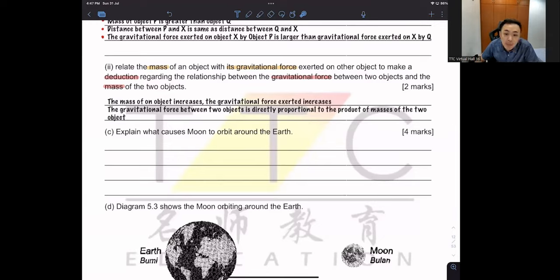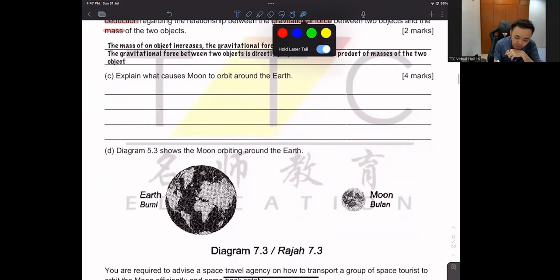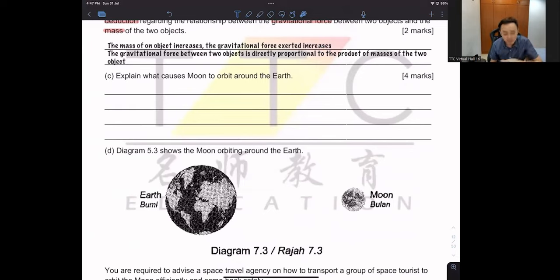Okay, next. Explain what causes the moon to orbit around the earth. By the way, this is a very typical question they like to ask. First thing first, rules. When we say orbit, what is involved here? When we say orbit, we will have something for centripetal force, right? Then what causes the centripetal force of the moon actually?